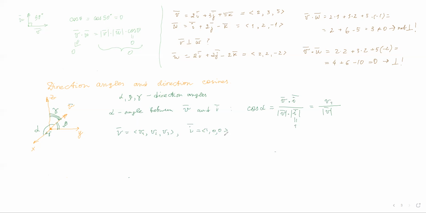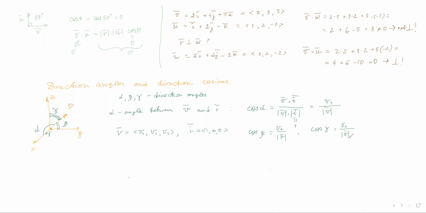And the cosine of alpha equals just the x coordinate of the vector over the length of the vector. Now, maybe we don't need to calculate gamma and beta because they are exactly similar, and I'm just going to write down the formula for them. So cosine of beta, well, beta is the second angle, is going to be v2 over the length of vector v, and cosine of gamma is going to be v3 over the length of vector v. So these cosines are called direction cosines.